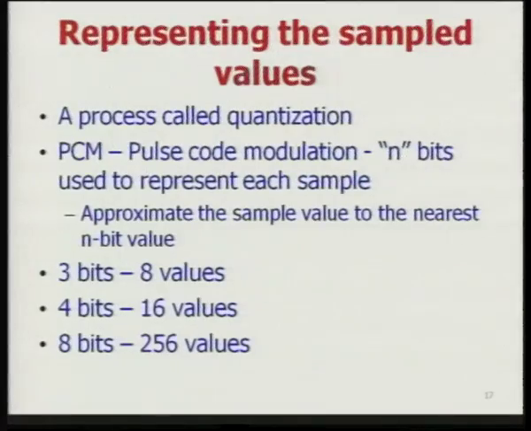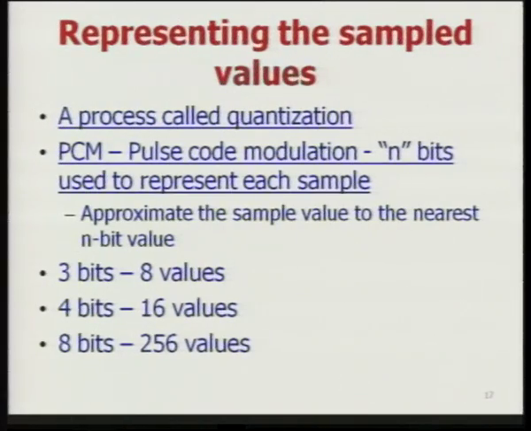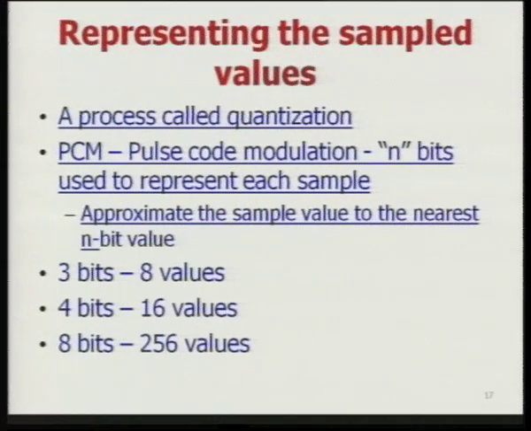For doing this representation, we use a process called quantization. So, let us look at what this means. This quantization process is the process of representing the sample values using different quantization values. For instance, let's just take an example of what we do in pulse code modulation or PCM. Here n bits are used to represent each sample. Using n bits you have some values, and the sampled value is approximated to the nearest n bit value. So, let us look at how that is done.